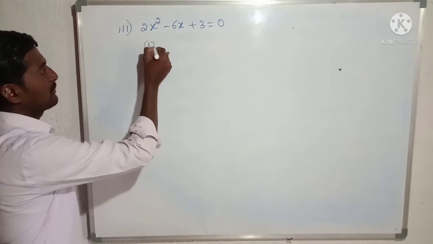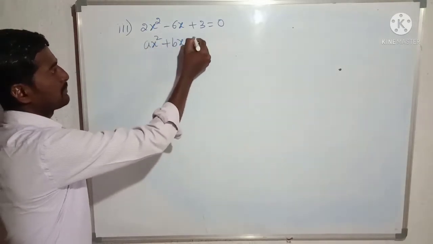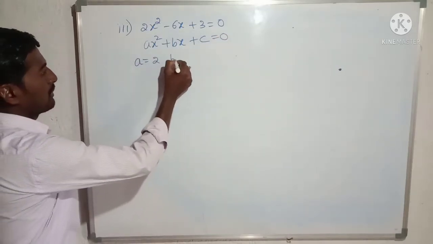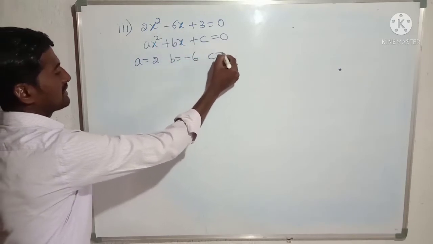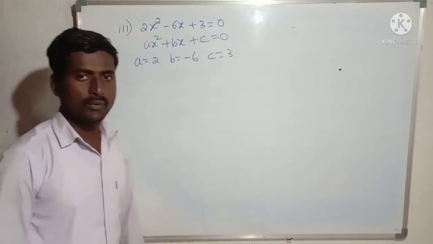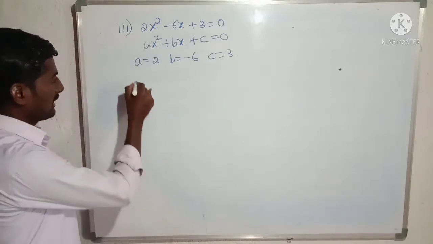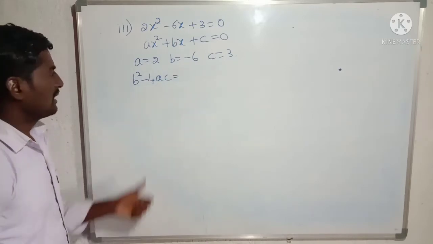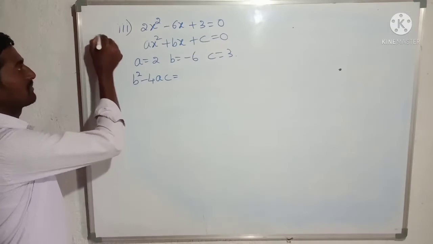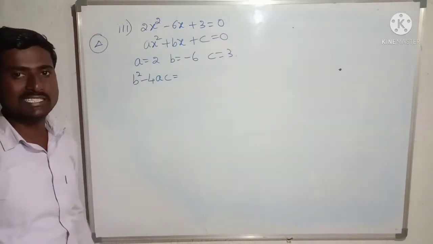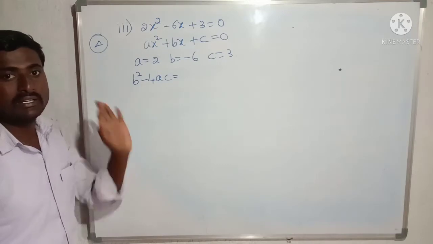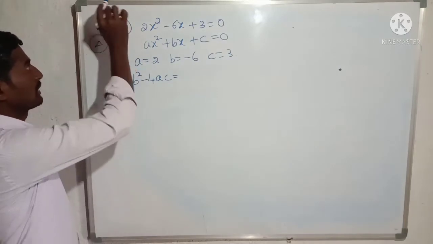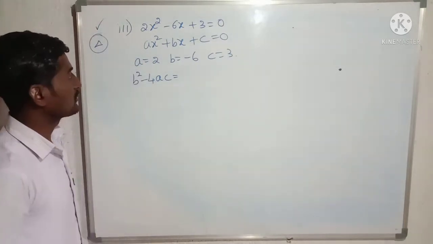Let us write the standard form, ax square plus bx plus c is equal to 0. Here now a value is 2, b value is minus 6 and c value is plus 3. Now we have to find the nature of roots. For that, let us take the discriminant b square minus 4ac. Otherwise you can say this as delta. Delta is nothing but the discriminant, that is the symbol we use for a discriminant. Delta is equal to b square minus 4ac.